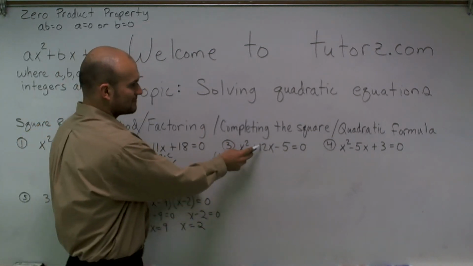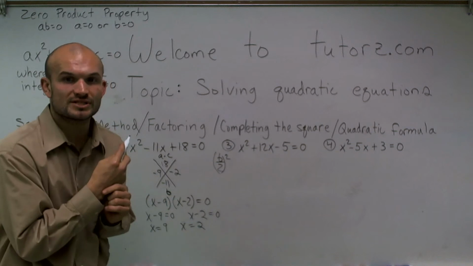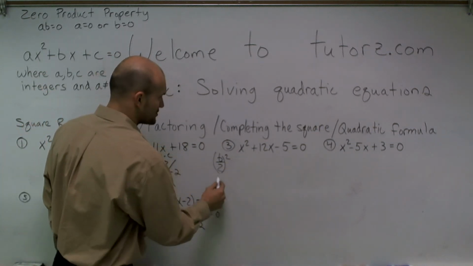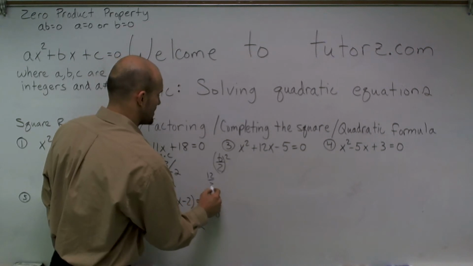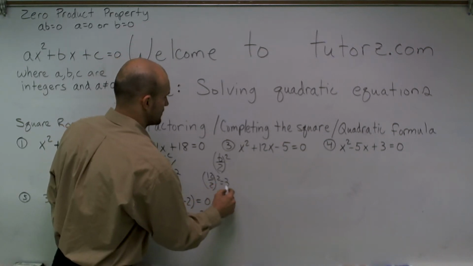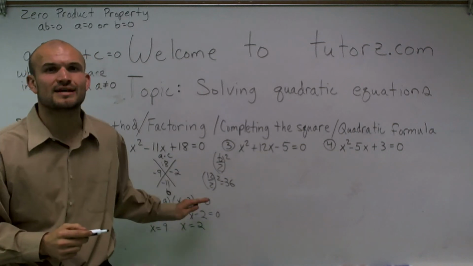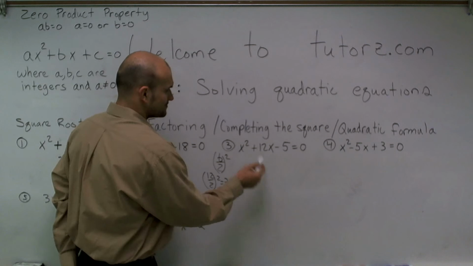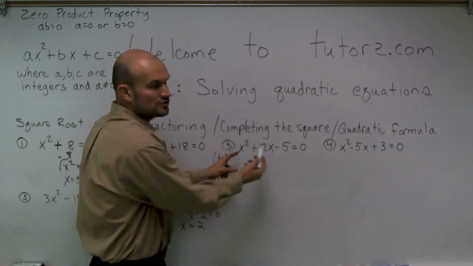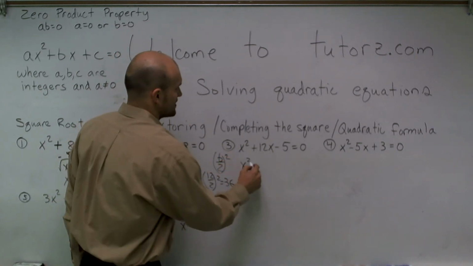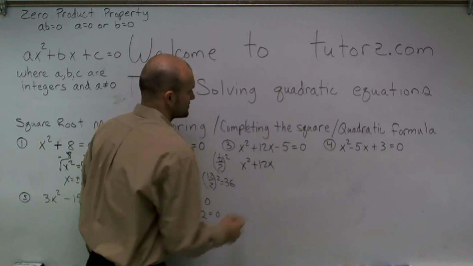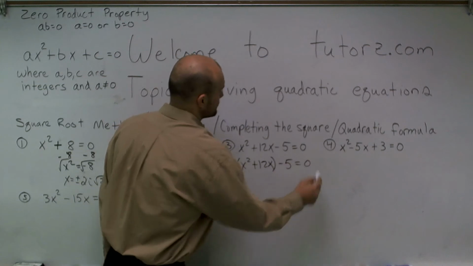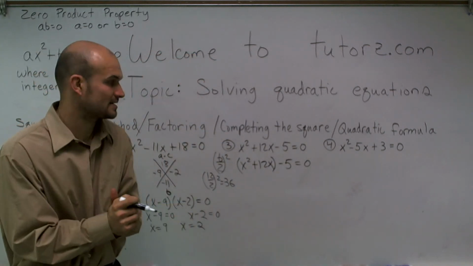For this term, I have 12 divided by 2, which is 6. 6 squared is 36. So b divided by 2, which is 12 divided by 2, squared equals 36. I'm just going to do that on the side so you can see it. Now I'm going to write my first two terms in parentheses. So I have x squared plus 12x minus 5 equals 0.